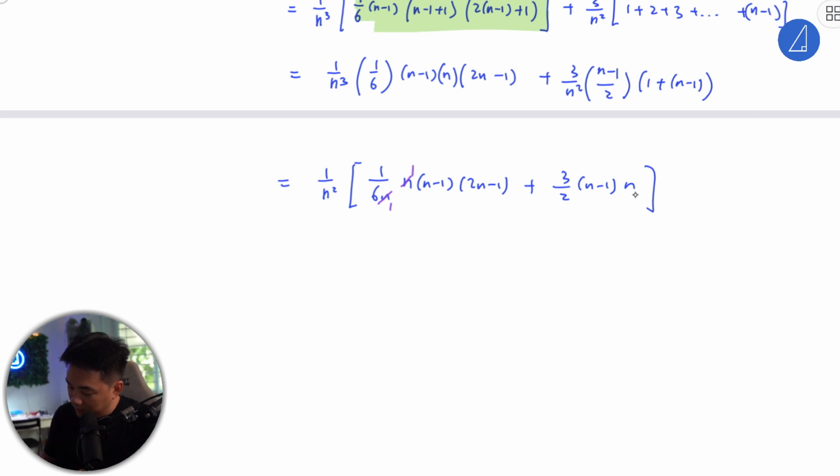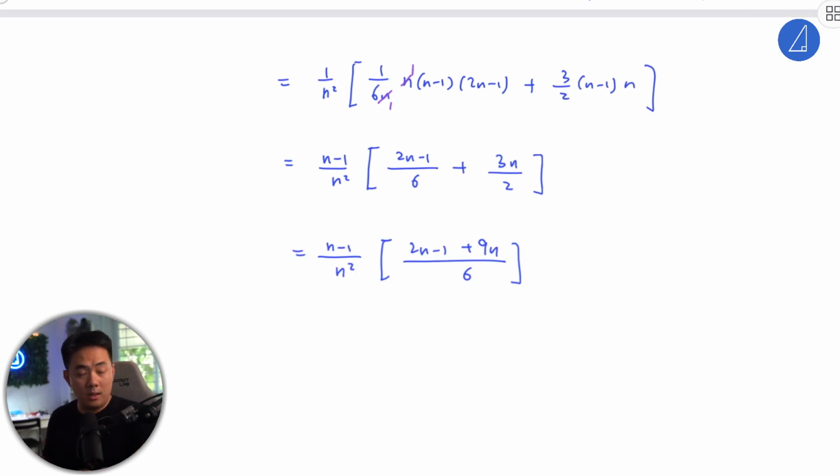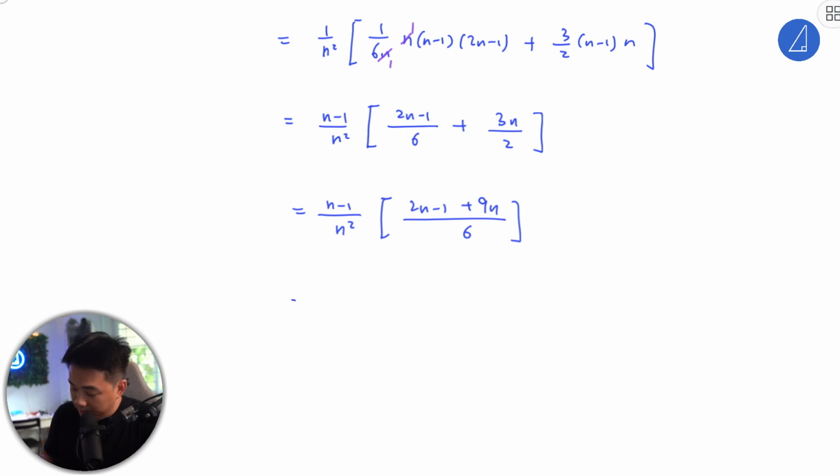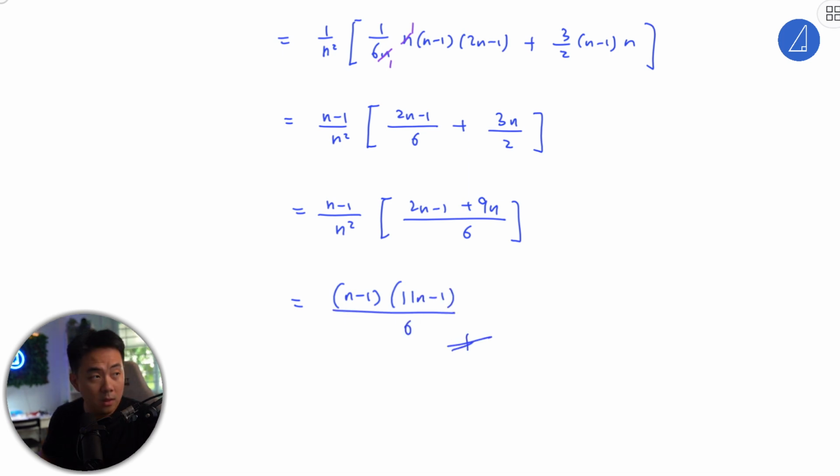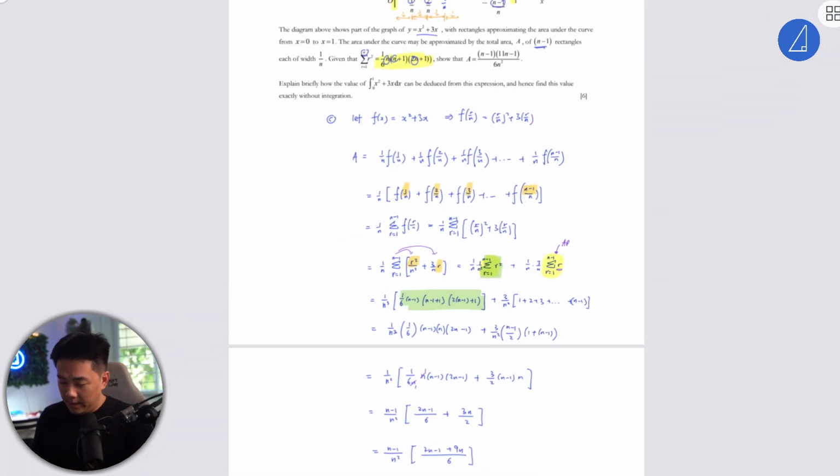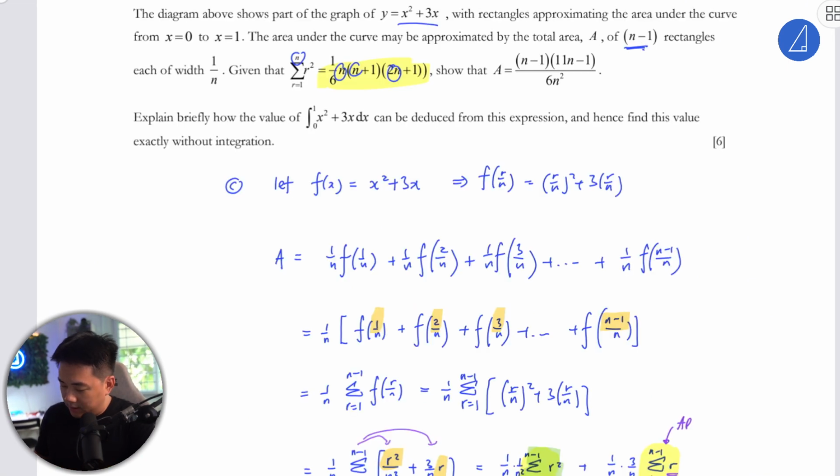Then I factorize the n minus 1 out. This will be 2n minus 1 over 6 plus 3n over 2. Merge them together here, then I'll get 11n minus 1 over 6. Shown. Okay, there you go. Done. So the next one: explain briefly how the value of the integral from 0 to 1 can be deduced from this expression.